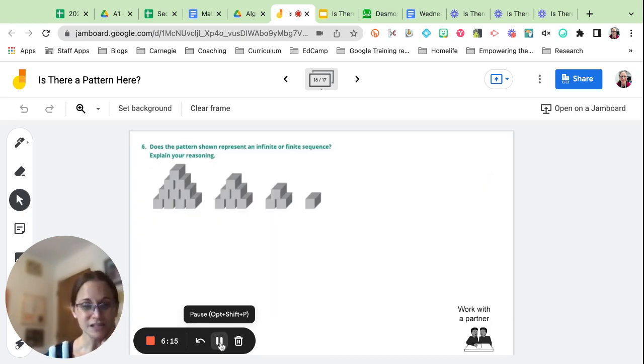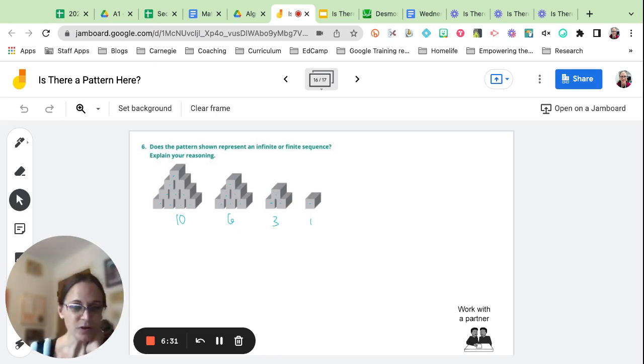Now let's look at this. Here we have some blocks. We start out with 1, 2, 3, 4, 5, 6, 7, 8, 9, 10. We start out with 10. And then we have 1, 2, 3, 4, 5, 6. 6, 3, 1. What do you think? Could we keep on drawing these pictures forever? Talk with your partner.